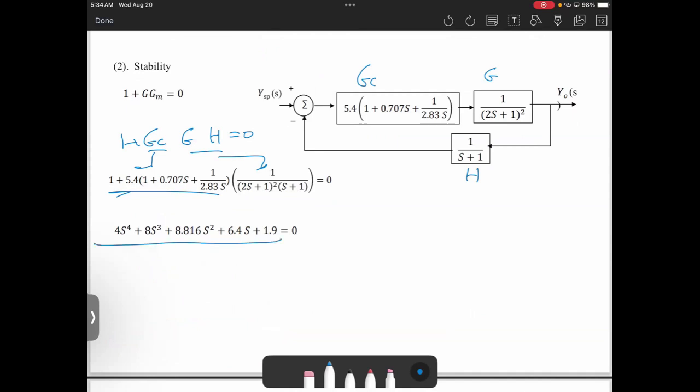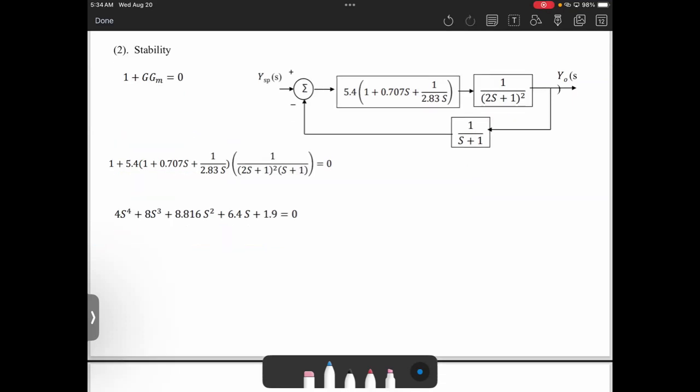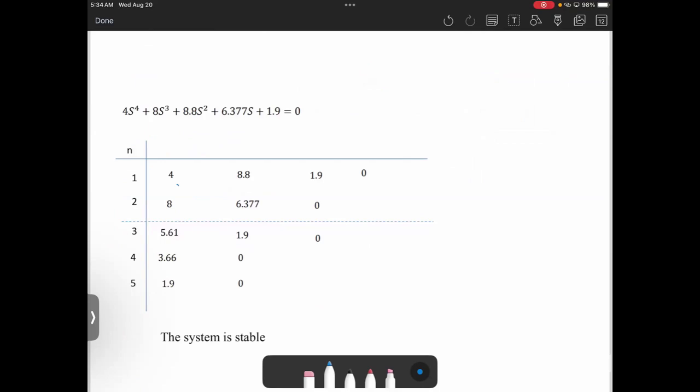Then this yields to this one. Then how can I find the stability? If it is short, you can find the roots. I mean, if it's not power 4, if it's power 2, you can find the poles and that's it. But since it's fourth order, then do Routh-Hurwitz. Then when we do Routh-Hurwitz, it will be 4, 8, 8.8, 6.377, 1.9. Then after that, to find the determinant, it will be 5.61. Here is 1.9, then 3.66, 1.9. Since all of them are positive, therefore it is stable.